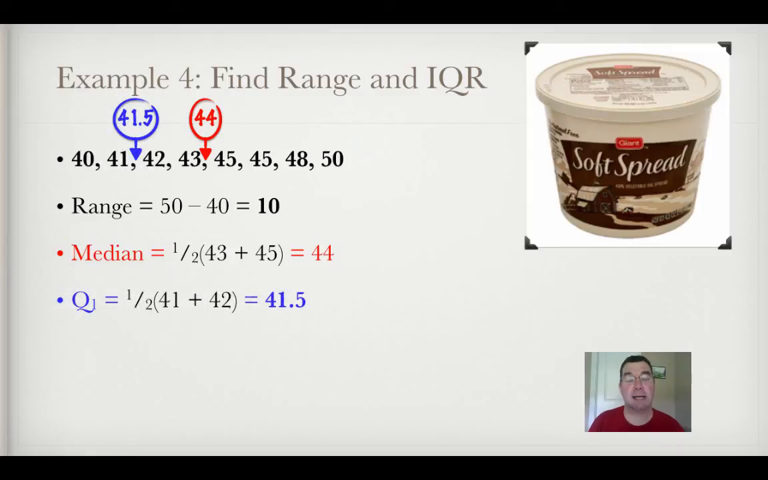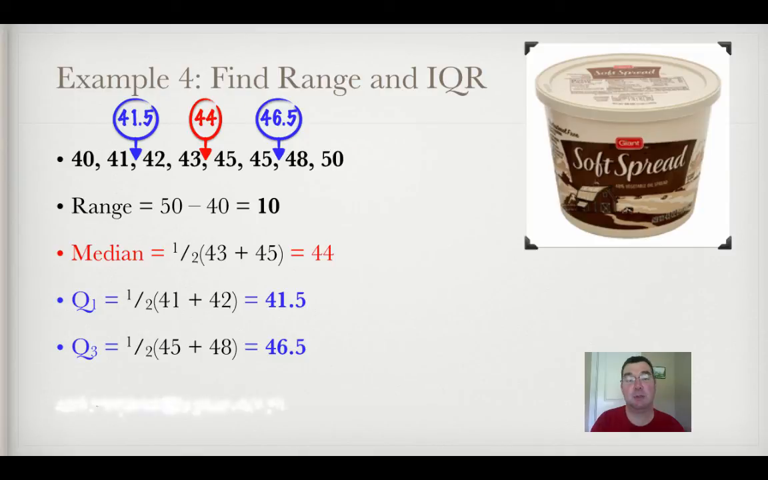So the lower quartile, or Q1, is going to be halfway between 41 and 42. That's 41.5. Q3, the upper quartile, is going to be halfway between 45 and 48 because those are the 2 middle numbers in the upper half, and that is 46.5. And again, the interquartile range is going to be the distance between those 2 numbers, which again is 5.